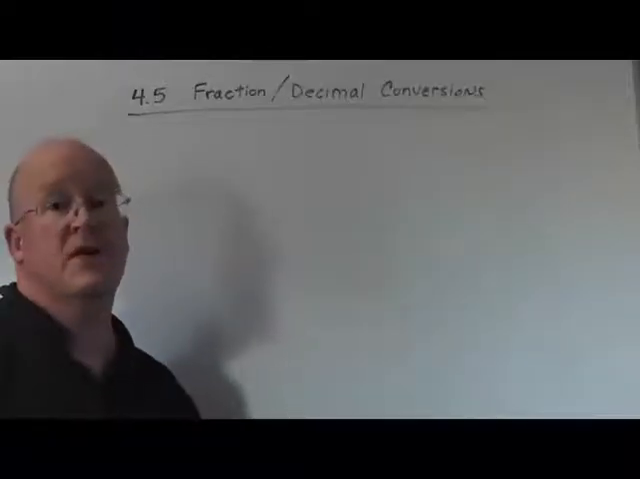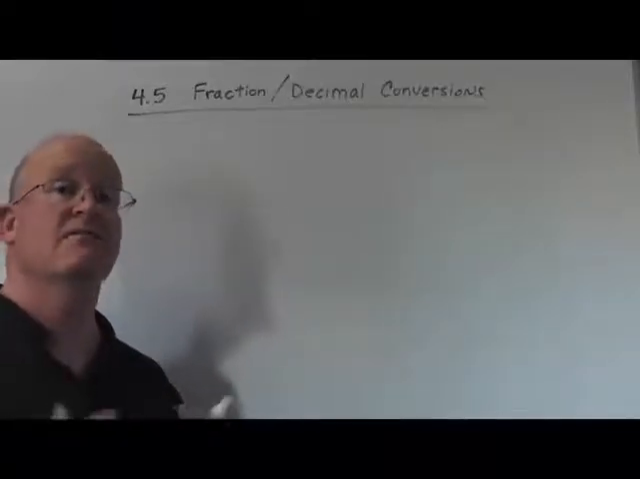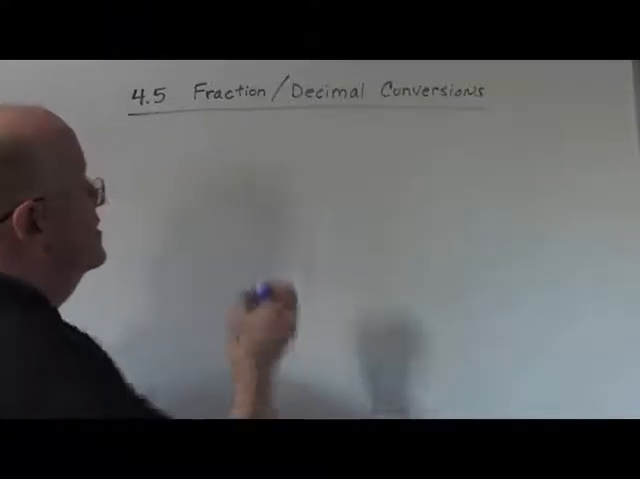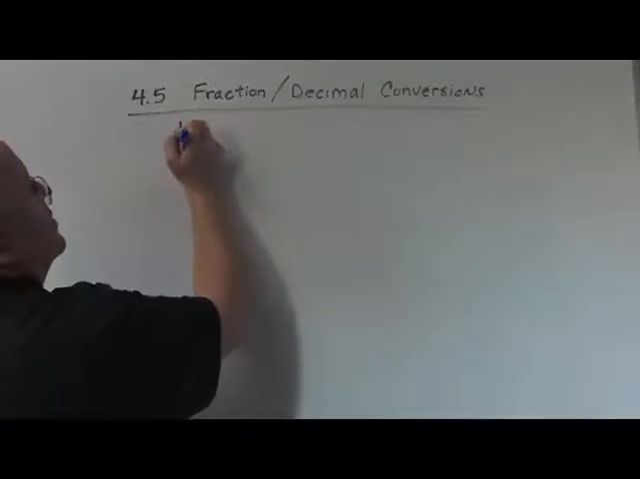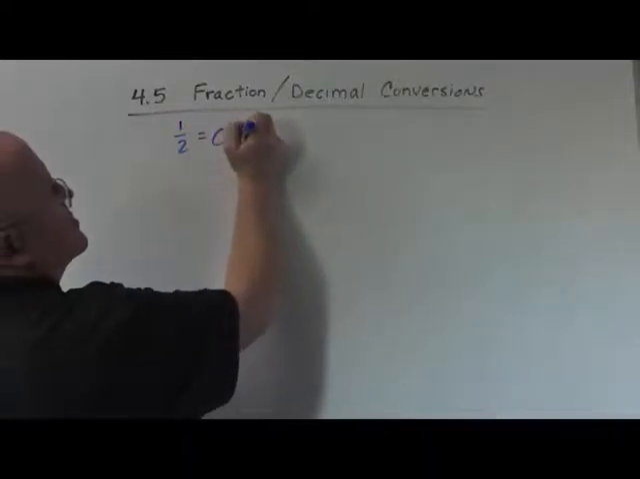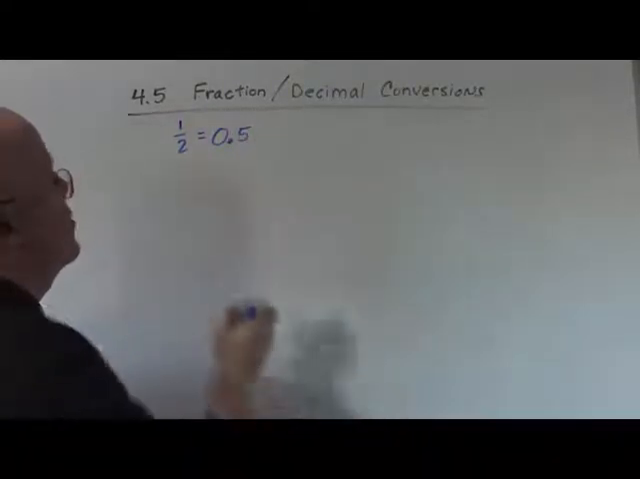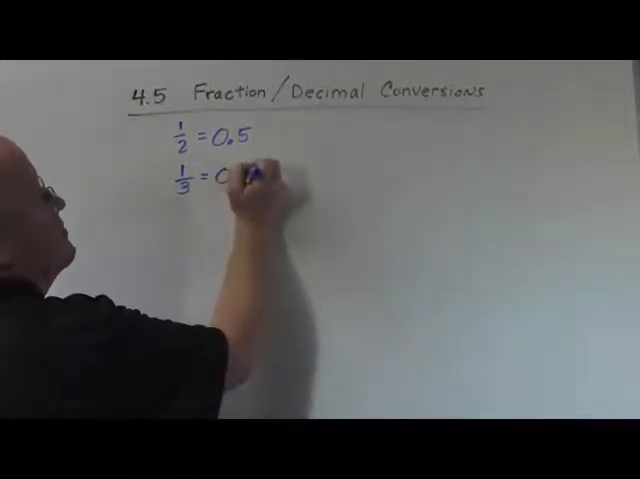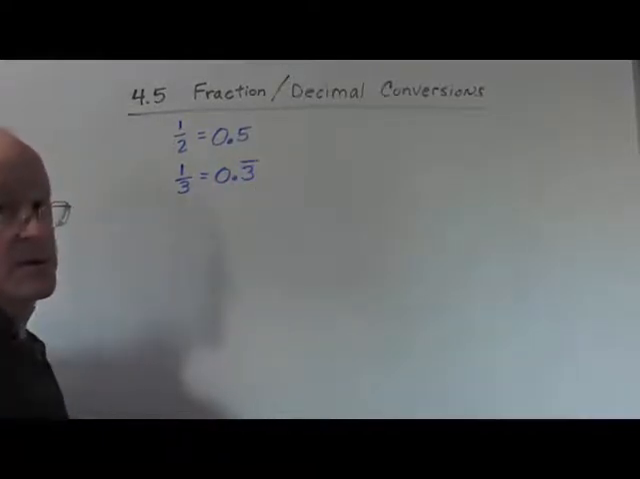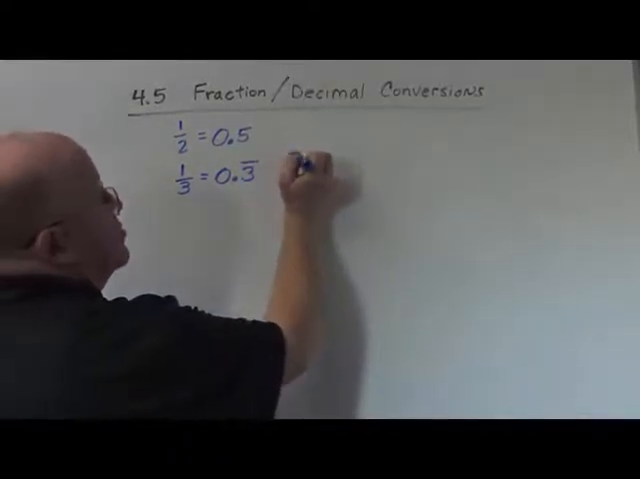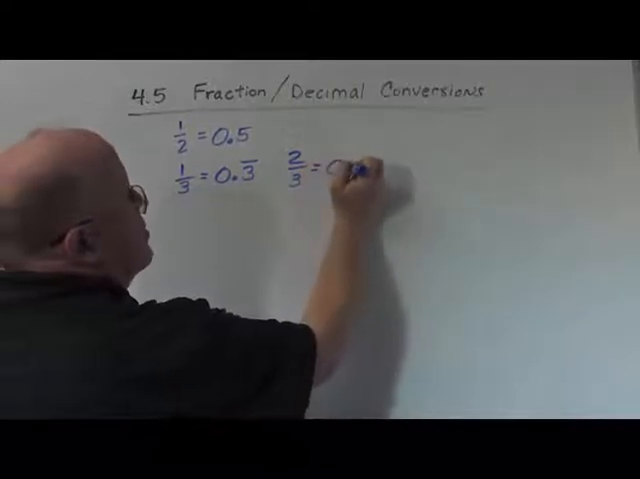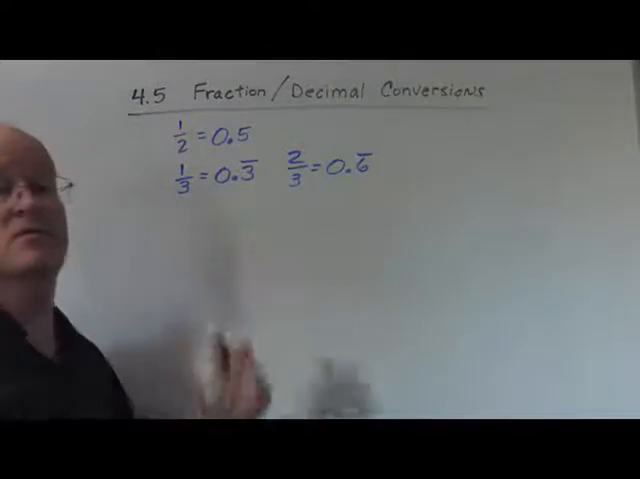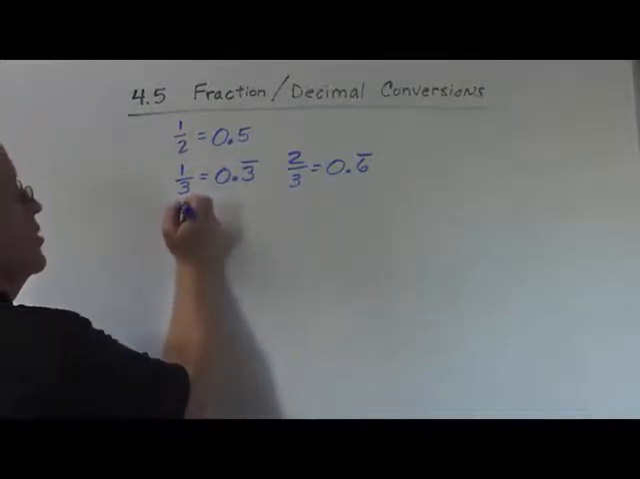There are certain fractions that you pretty much need to have memorized in decimal form because we use them so often. The first one is 1/2. You should have that memorized as 0.5. When 3 is in the denominator and you have 1/3, that becomes 0.3 repeating. Likewise, 2/3 is equal to 0.6 repeating. You should have your fractions with 4 in the denominator memorized.